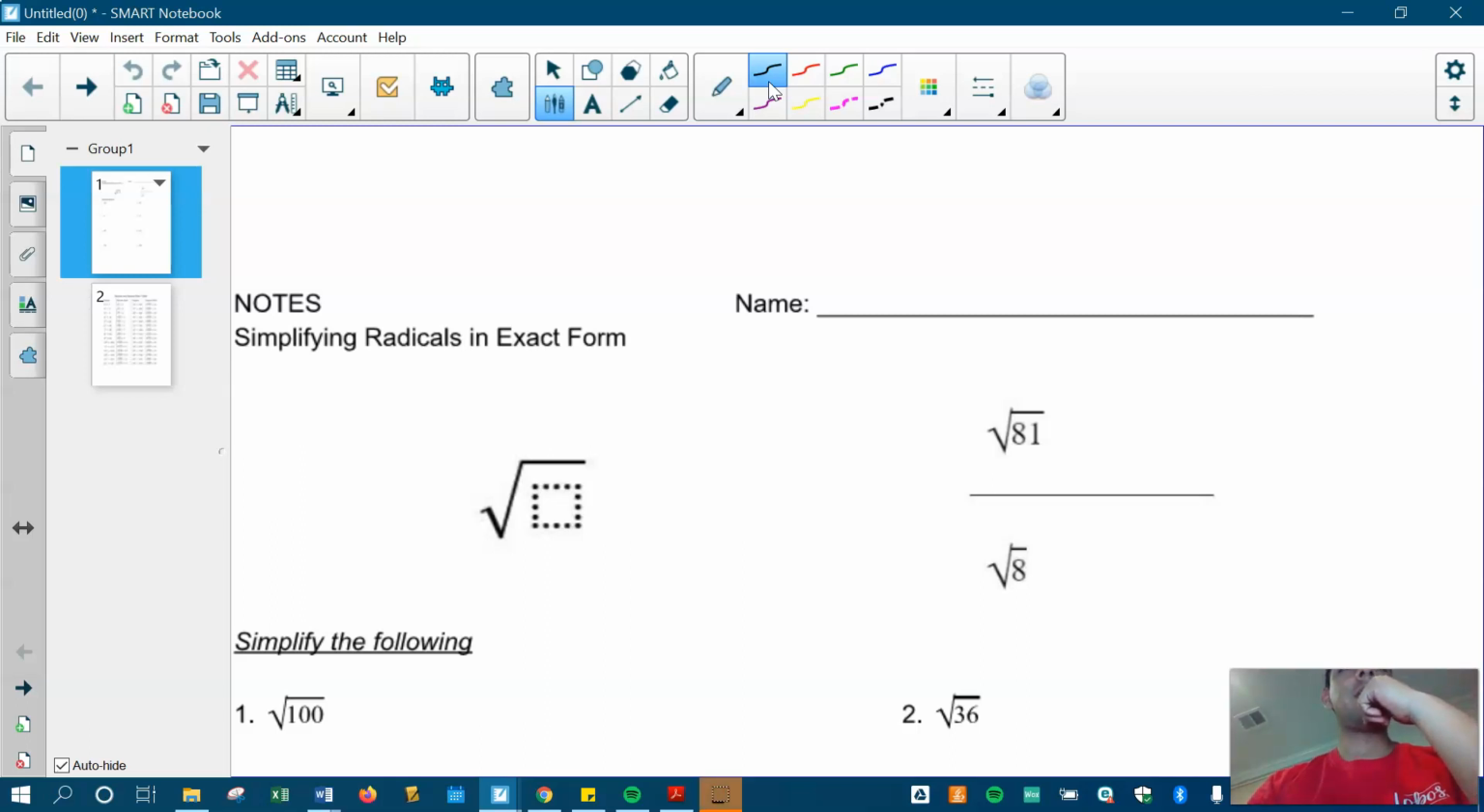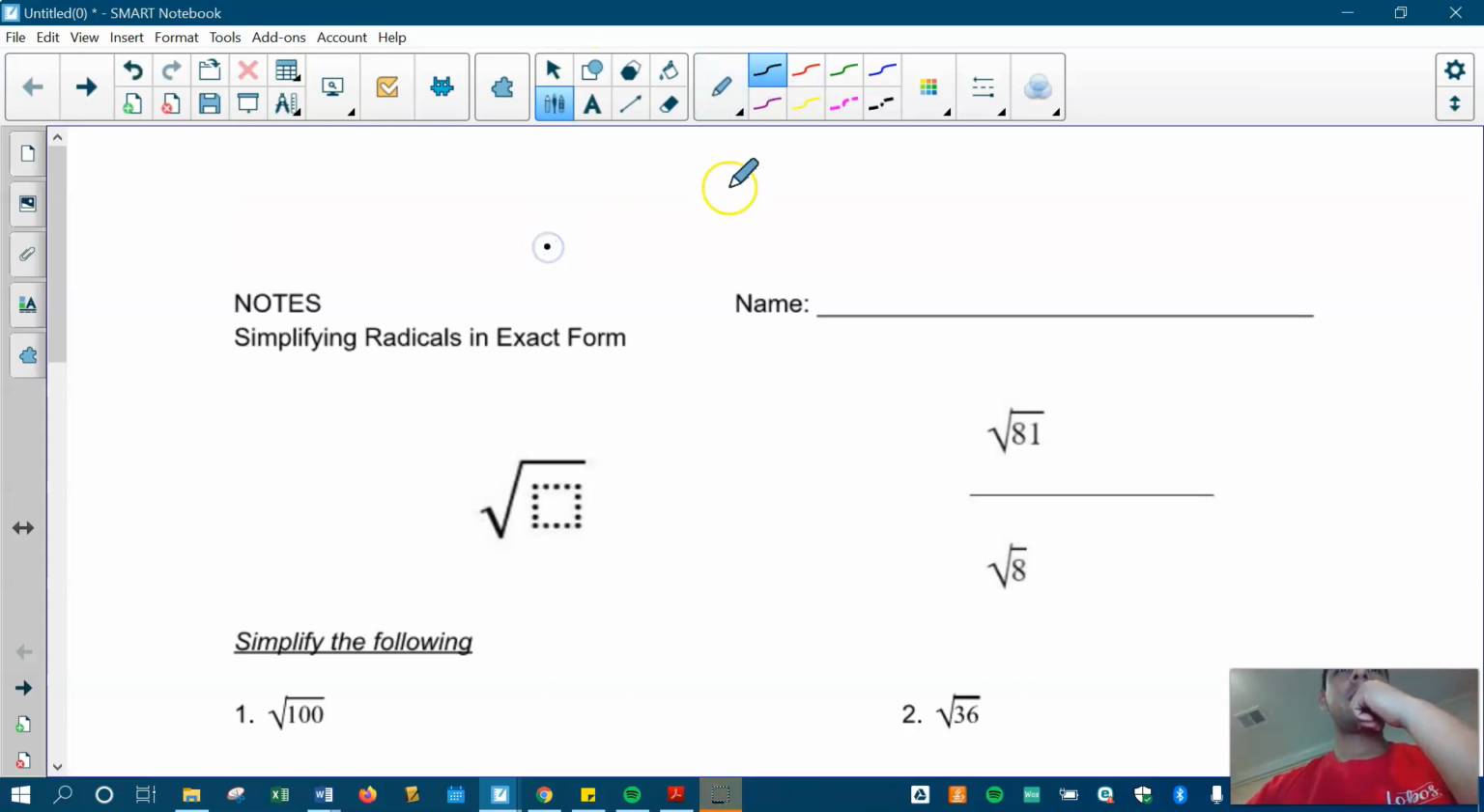We're going to do notes on simplifying radicals in exact form. This is the paper that you should have in front of you, so if you didn't print this, please do. And let's go and get to it. So I want to go over some terminology first.